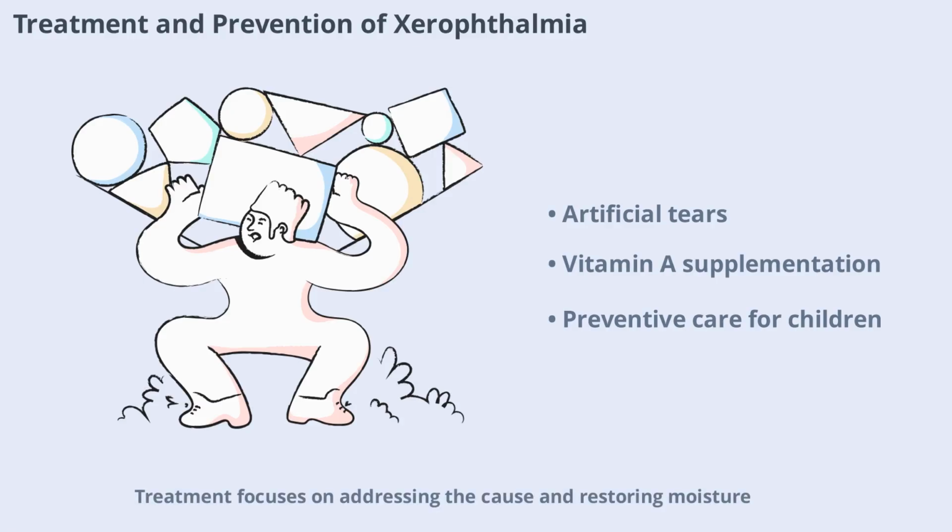Treatment focuses on addressing the cause and restoring moisture. Artificial tears are used hourly in severe cases, and antibiotic ointment at bedtime prevents secondary infection. Tear preservation techniques, such as blocking the lower lacrimal punctum, help retain moisture. Systemic treatment includes high-dose vitamin A injections and a diet rich in vitamin A. Prophylactic vitamin A is recommended for all children under 5 to prevent xerophthalmia.